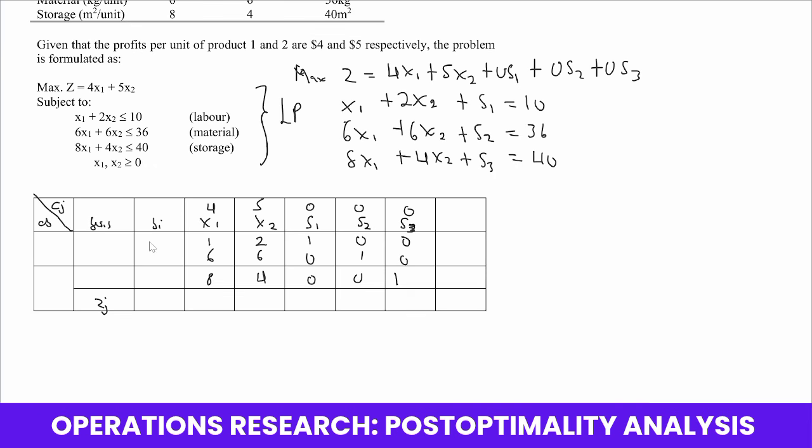Let's first look for our BI. BI is the values at the right hand side of the constraint. So 10, 36, 40. And the basis, we have S1, S2, S3. You can see it is forming a 3 by 3 identity matrix here. So that is it.